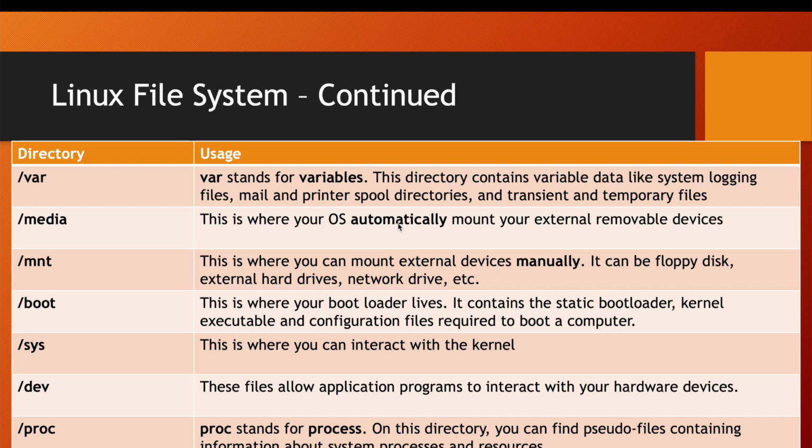The next is /boot. Here you will find all the bootloader files. It contains the static bootloader, kernel executable, and the configuration files required to boot a computer. Like when you create a virtual machine for the first time or your system is booted for the first time, all those configuration files will be put into the /boot directory, and your system will read that particular directory to boot your system.